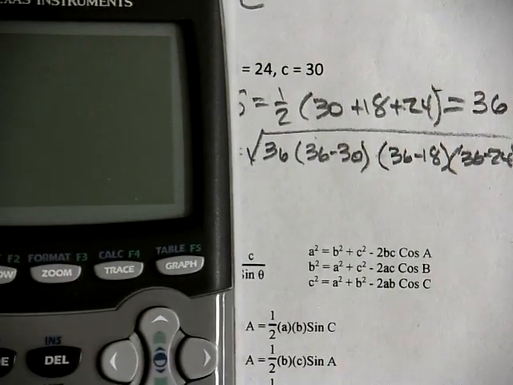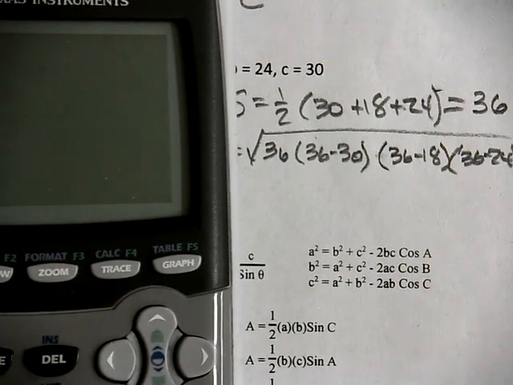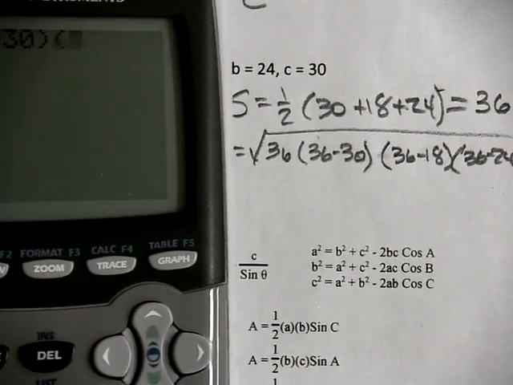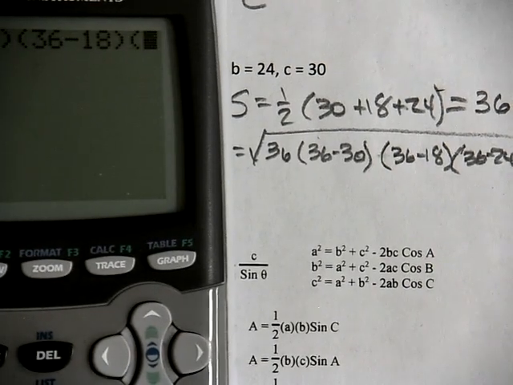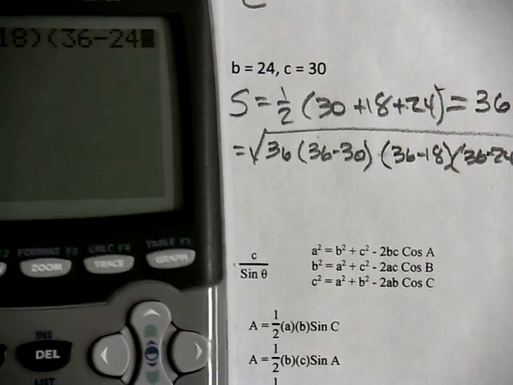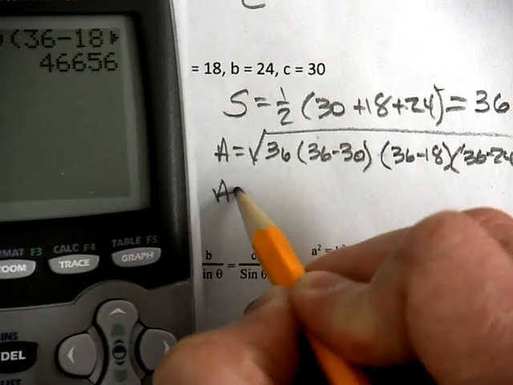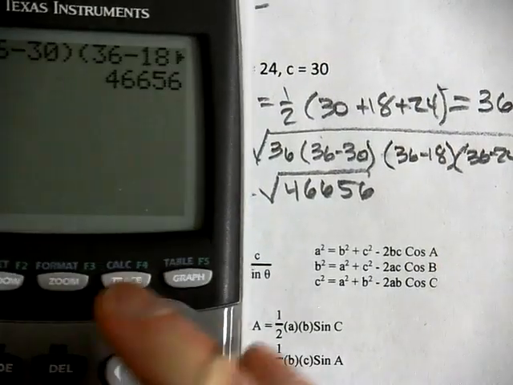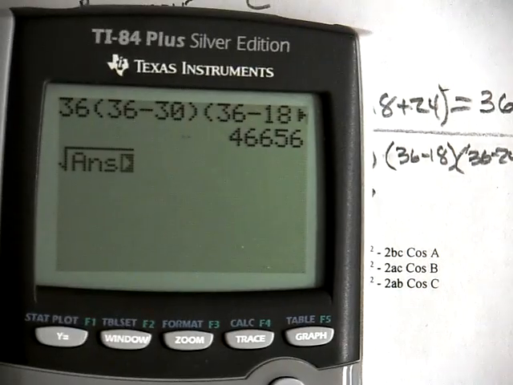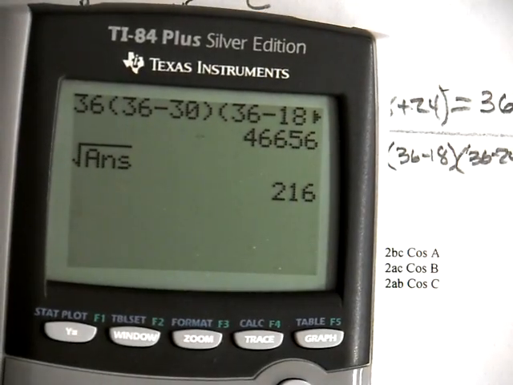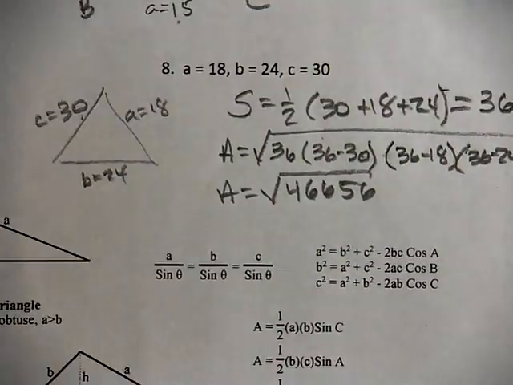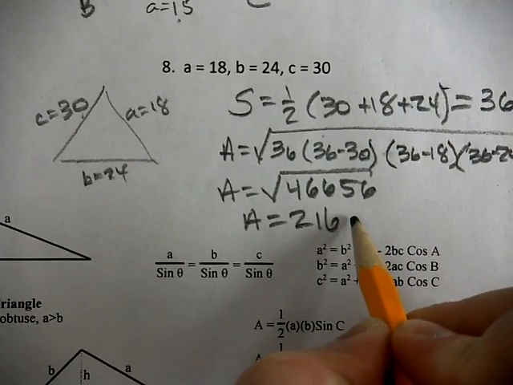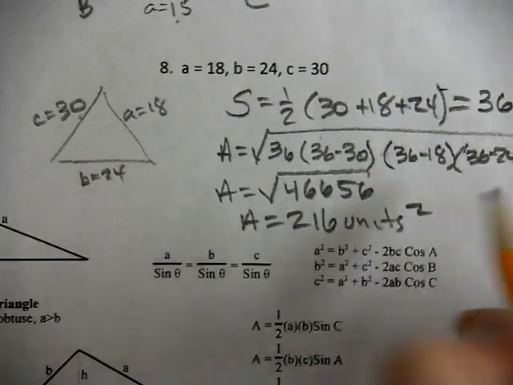So we're doing the square root. Here I want to determine what the middle number, the inside number, the radicand, is: 36 minus 30, 36 minus 18, and 36 minus 24. So that we're doing the area of 46656. The square root of that answer gives us exactly, that's a fun one, exactly 216. So the area is 216 units squared.